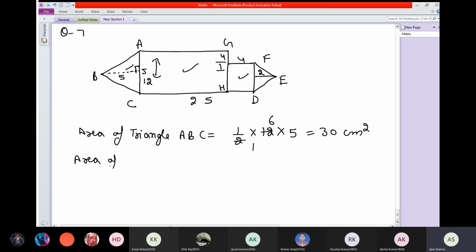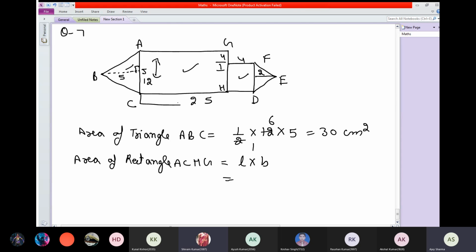Second, area of a rectangle, ACHG. What is the formula for the area of the rectangle? Length into breadth, L into B. What is the length? Length is 12 centimeter? No, sir, it's 21. That's right, it's 21.